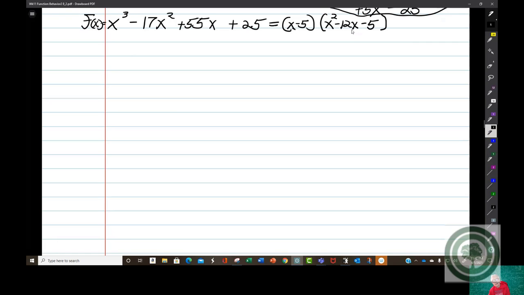But I need to factor this, and that's not factorable. There are no factors of negative 5 that are going to add up to negative 12, but it is a quadratic. So now I can use my buddy, the quadratic formula, where A is 1, B is negative 12, and C is negative 5.